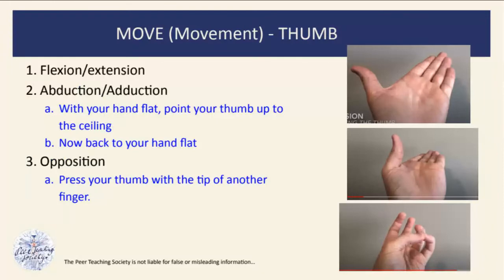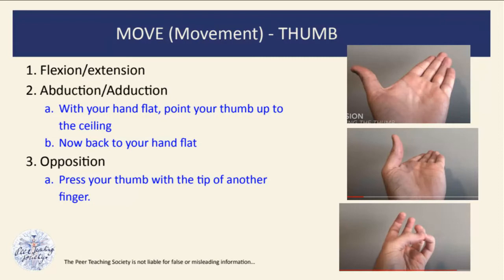Now, we're finished with the fingers, so we go on to our thumb. You're looking for flexion and extension. These are a bit hard to explain. I've got the YouTube video link in the description of this PowerPoint. But your flexion and extension is going to be like this, in the same plane as your hand, if that makes sense. Let me show you, like that. But abduction and adduction will be towards the ceiling. And then opposition is where you're pressing the fingers with your thumb.